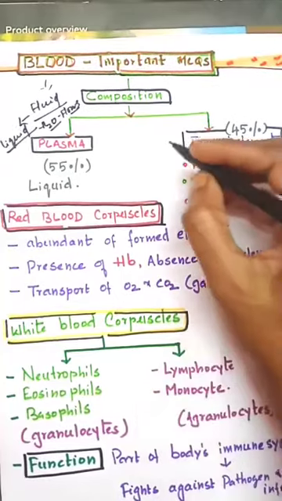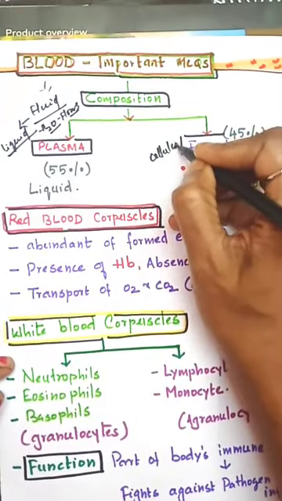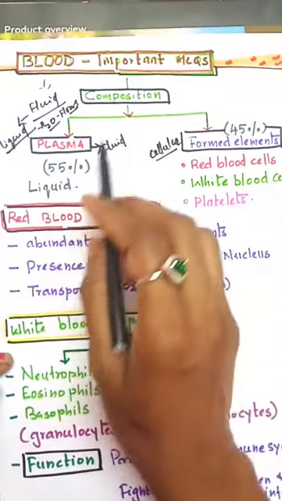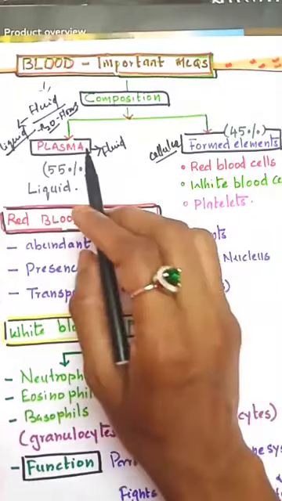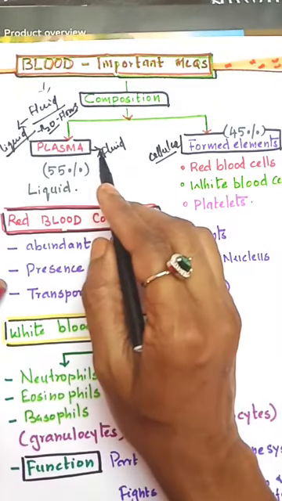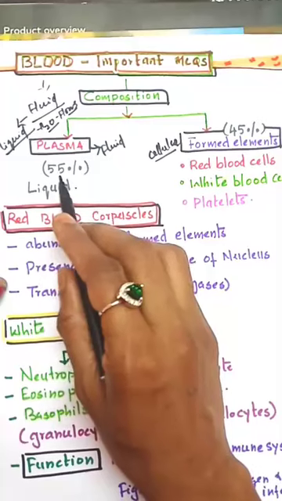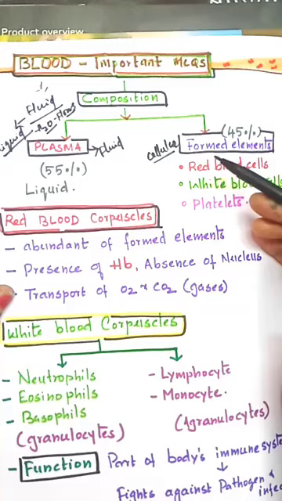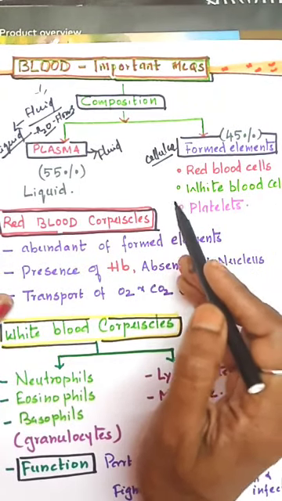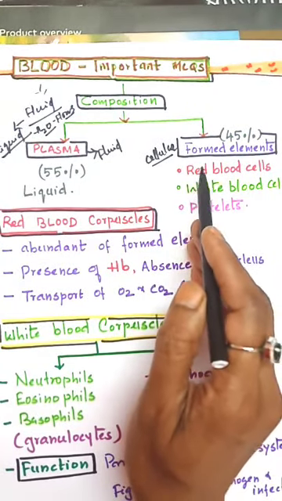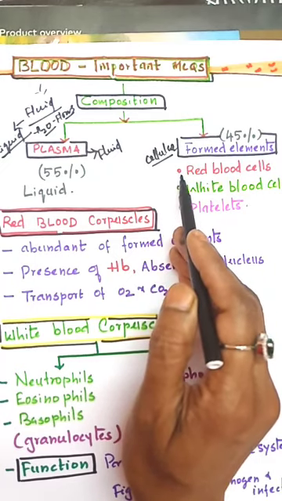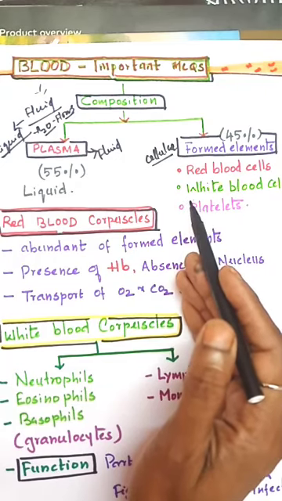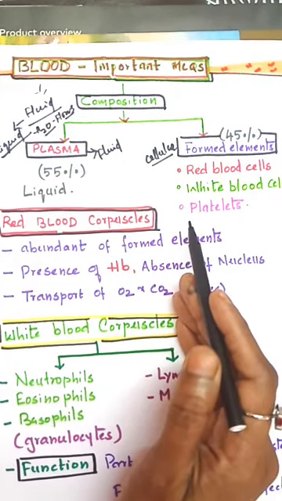Next is the formed element. This is called the cellular part or cellular component. This is the fluid part or fluid component of the blood. So under composition of blood, you divide it into two: the fluid part, called plasma, which forms about 55% of the blood, and 45% made up of formed elements. What are those formed elements? These are nothing but cells which perform different functions. First is the red blood corpuscles or red blood cells or erythrocytes. Second is the white blood corpuscles or leukocytes or white blood cells, and third is the platelets or thrombocytes.